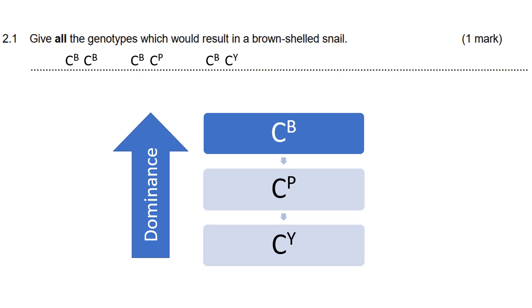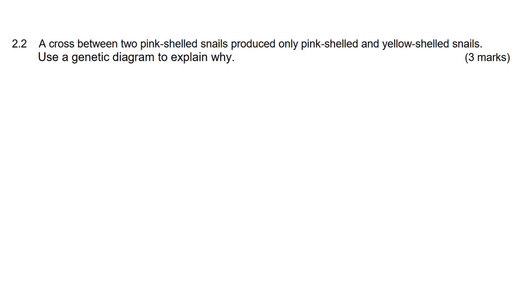Hopefully that's quite straightforward. So now we move on to using a genetic cross to demonstrate how 2 pink-shelled snails, so 2 pink parents, could produce only pink-shelled and yellow-shelled snails. So their offspring can only be pink or yellow. So where do we start with this?